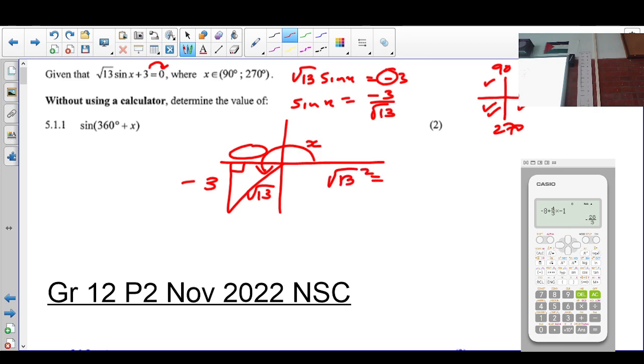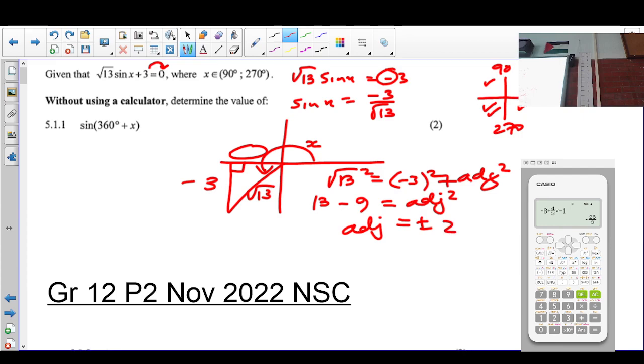So the square root of 13 squared is equal to negative 3 all squared plus your adjacent side squared. So that's going to give you 13 minus 9 is equal to your adjacent side squared. That's going to give you 4. So your adjacent side is plus minus 2. Which one of the two is it? It must be the negative one, because that's the negative part of your x-axis. Therefore, if you look at the sine of 360 plus x, which quadrant is that in? Quadrant 1. Sine is positive, so it's simply sine x. So sine x is simply negative 3 over the square root of 13.